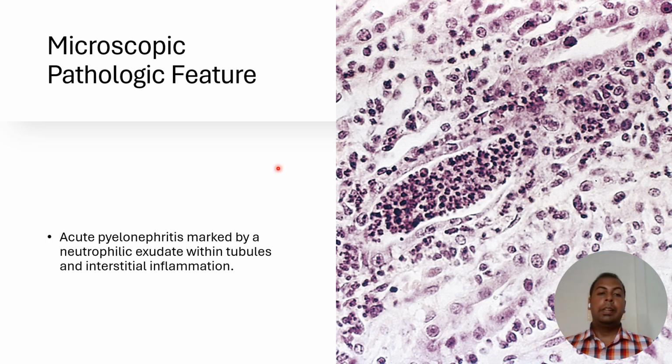All right, so for the microscopic pathological features of acute pyelonephritis, you will see neutrophilic exudates within tubules and interstitial inflammation. So in this image here, you could see this is a hematoxylin and eosin section taken from the kidney in a patient with acute pyelonephritis. So you could see here that there's a large abundance of neutrophilic exudate in the tubules of the kidney, and also in the renal interstitium, you could see an abundance of white blood cells being present here.